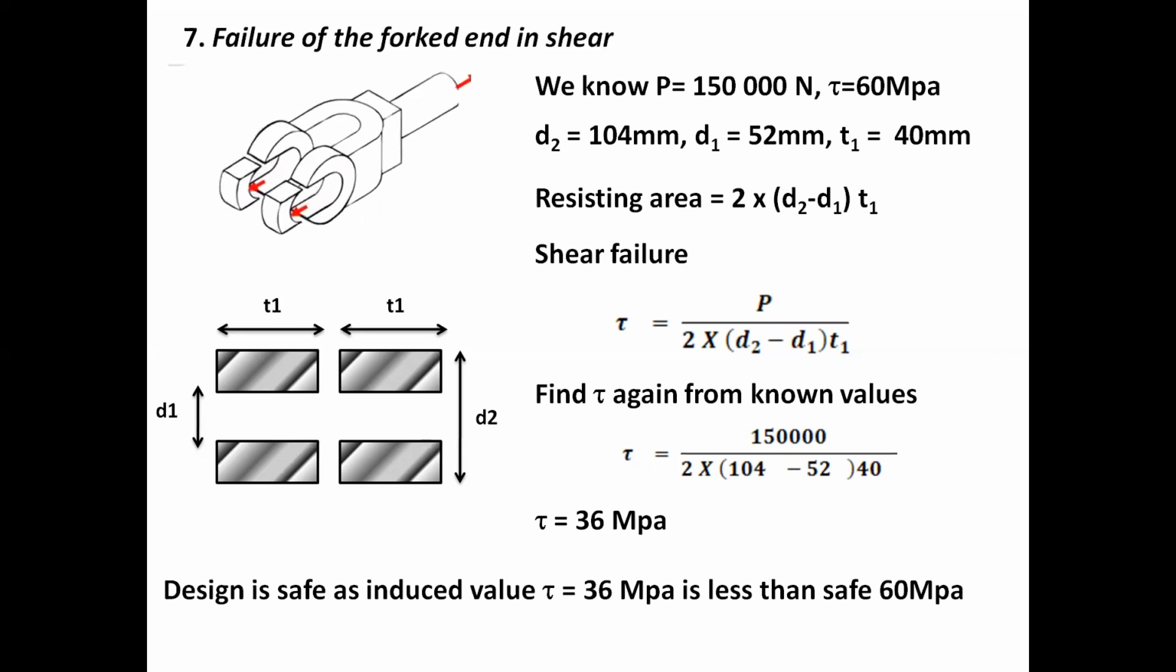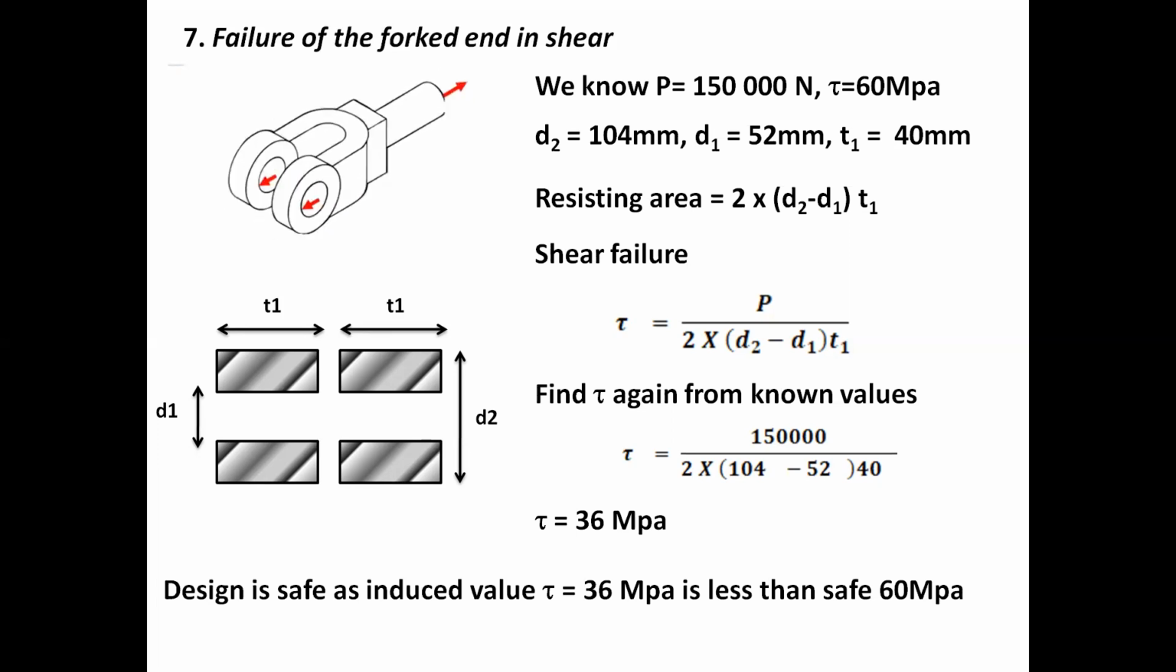Now the shear stress tau, 36 megapascal, which comes out, is less than the safe value. That means for the fork end under shear, whatever standard values we have taken are very safe, as the induced stress is just 36 megapascal, but the safe shear stress that can be sustained by the material is 60 megapascal. So from this step we say that our design values are very safe.